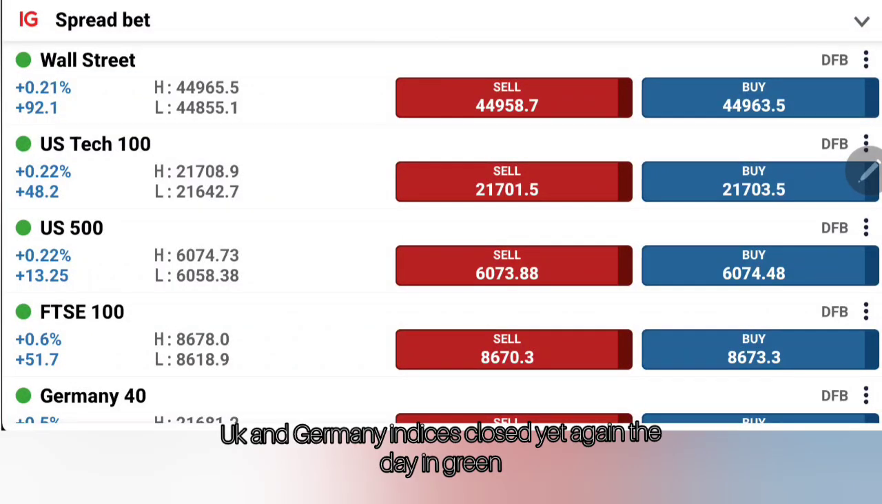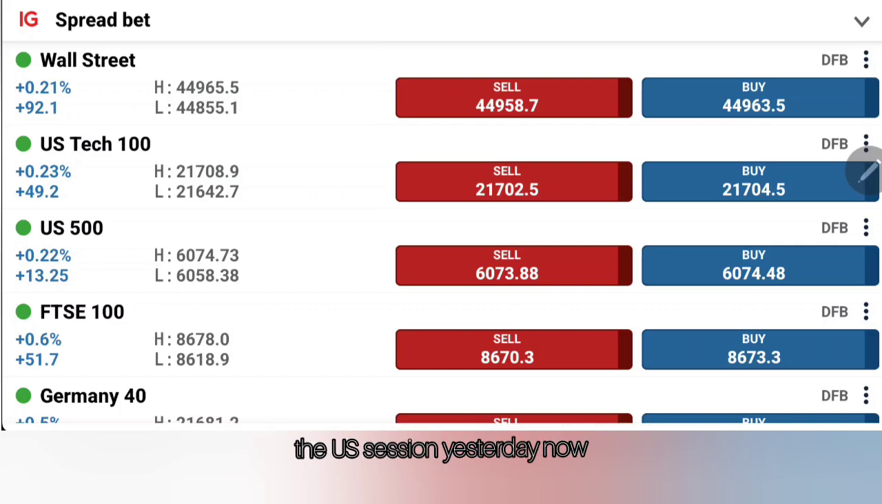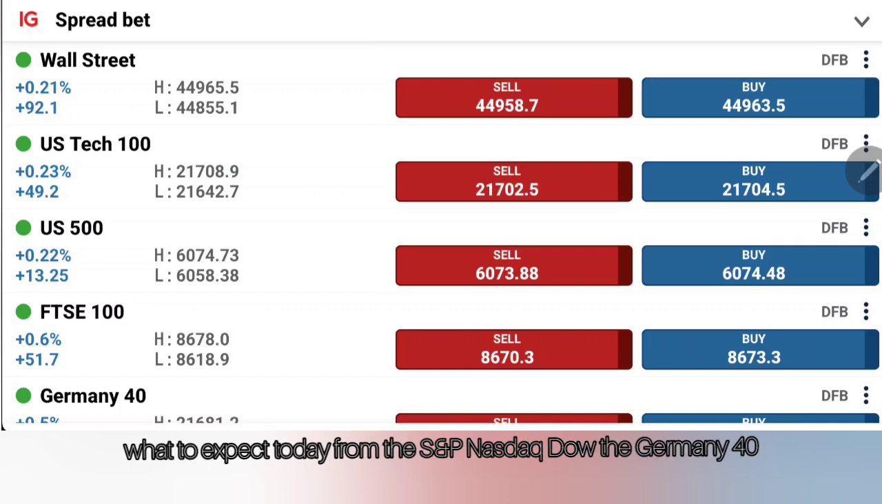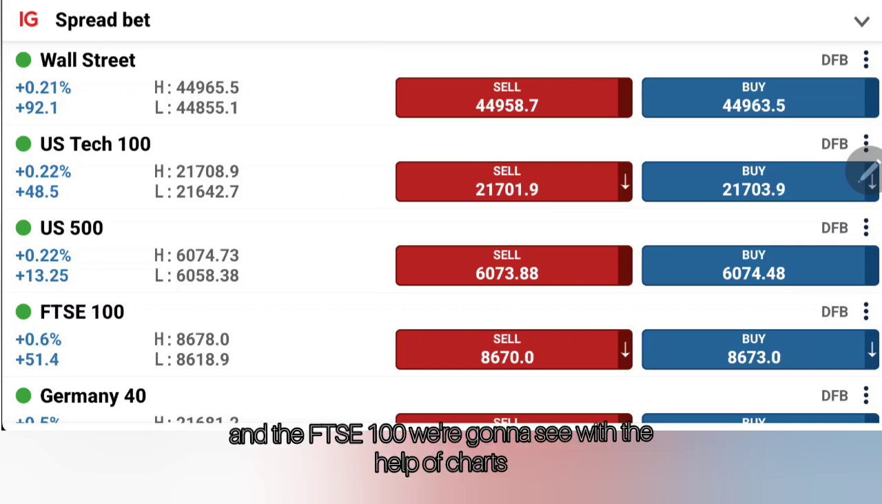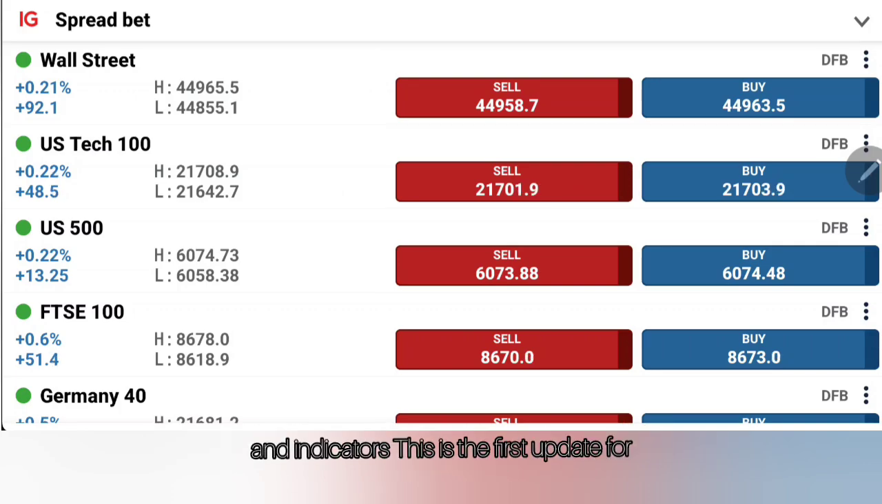US, UK and Germany indices closed yet again the day in green, and we have seen good bullish momentum with the US session yesterday. Now what to expect today from the S&P, Nasdaq, Dow, the Germany40 and the FTSE 100? We're gonna see with the help of charts and indicators. This is the first update for the day.